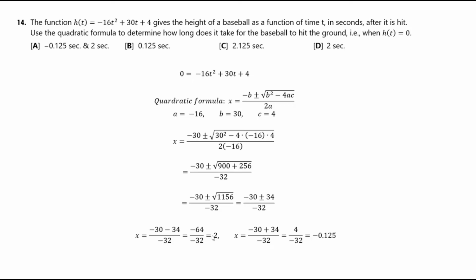Now it wants you to add and subtract, so I'm going to be subtracting first. So -30 minus 34 is -64. I go ahead and divide those and I get 2. On the right side, I'm adding them. So -30 plus 34 is 4, and then I get a fraction, 4 divided by -32, which is -0.125. Note that I'm going to ignore the negative time because it doesn't make sense for the ball to hit the ground at a negative time. So therefore, I'm going to ignore that answer, and I'm going to say that the time it hits the ground is 2 seconds, since that's positive. So the answer to this is D.